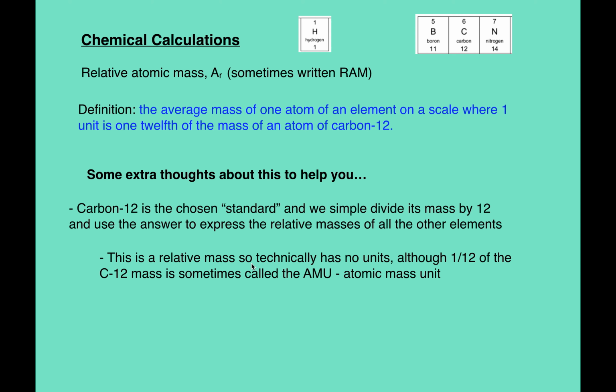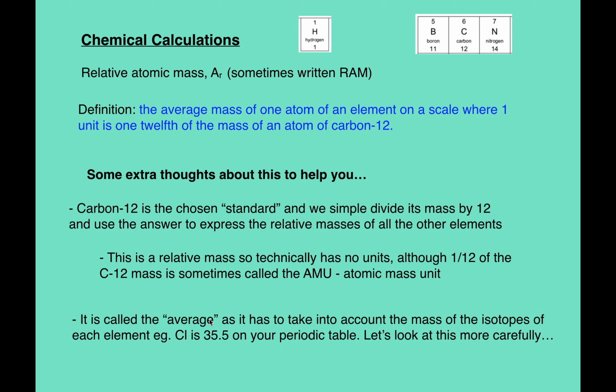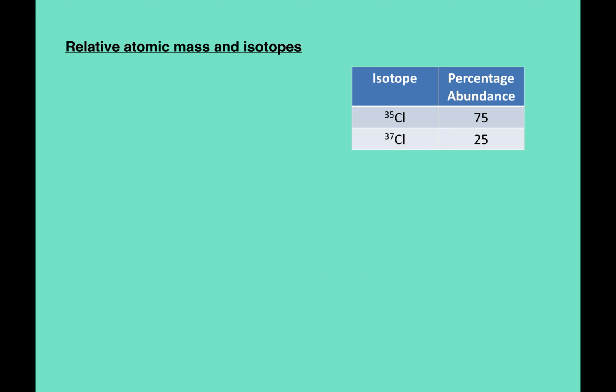The relative mass, because it's a relative mass, technically has no units, although sometimes 1/12 of the mass of the carbon-12 atom is called an AMU, an atomic mass unit. And we use the word average in this definition because we have to take into account significant isotopes. So, for example, as you know, chlorine appears on your periodic table as 35.5. And that means we've got to take into account how much of chlorine-35 and chlorine-37 we have compared to the carbon-12 atom. So we need to look at this in a bit more detail.